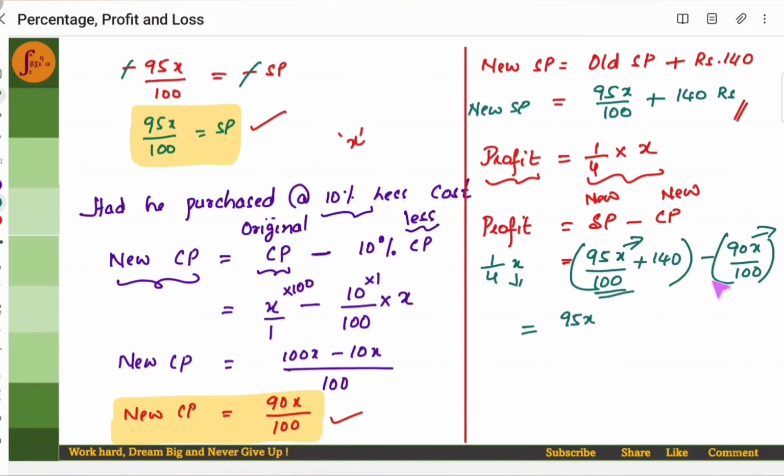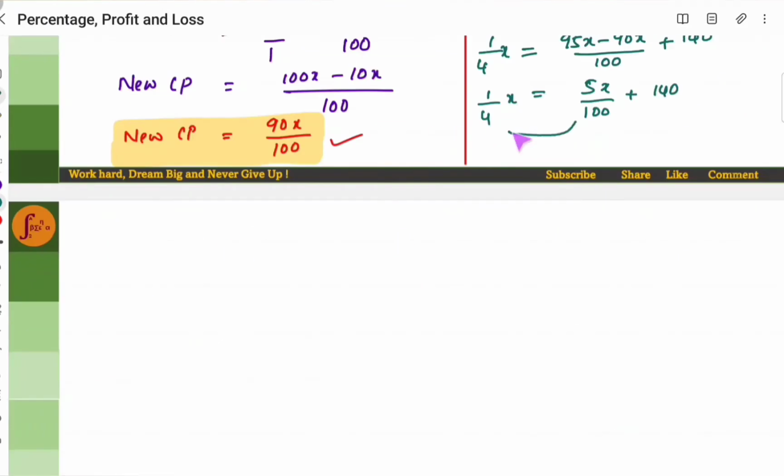Let us subtract these two. 95x by 100 minus 90x by 100 would be, because it is having the same denominator, so I'll subtract this first. Plus 140 is 1/4 of x. This is nothing but 5x by 100 plus 140 is 1/4 of x. I'll shift this here, so it will become minus. So it will be 1/4 of x minus 5x by 100 is equal to 140.